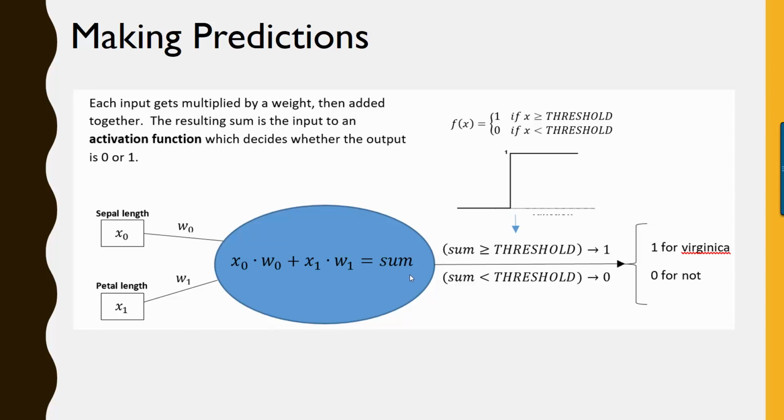Now you have what's called the activation function. The activation function takes that sum as an input and then decides what it should send as an output. We're using a very simple activation function that's just a threshold function. So we look at that input number, the sum, and ask, is it bigger than or equal to some threshold number, so maybe 6? If the answer is yes, we output 1, which means we're predicting it's a Virginica. If it's not up to the threshold, then we output 0, meaning we're predicting it's not a Virginica.